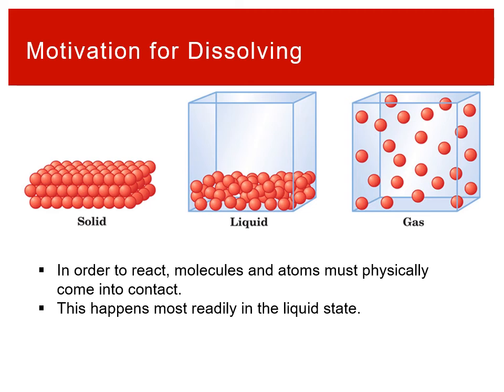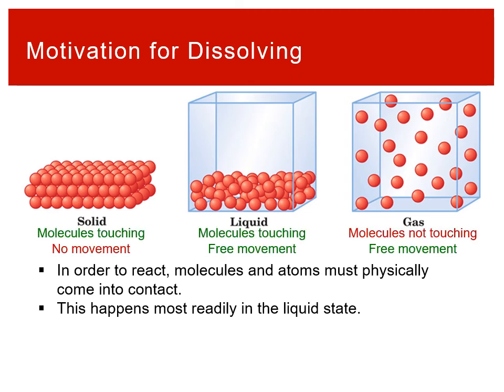Okay? And so if we think of the different phases of matter, in the case of, say, a solid, the molecules are all touching each other, but they don't move. In the gas phase, your molecules are freely moving, but they don't touch each other. In the liquid phase, you have molecules that are touching each other and they can freely move around, meaning your different reactant molecules can come into contact with each other. So reactions happen the quickest, most readily in the liquid phase. And so we generally dissolve things in water or liquids in general to perform chemistry.